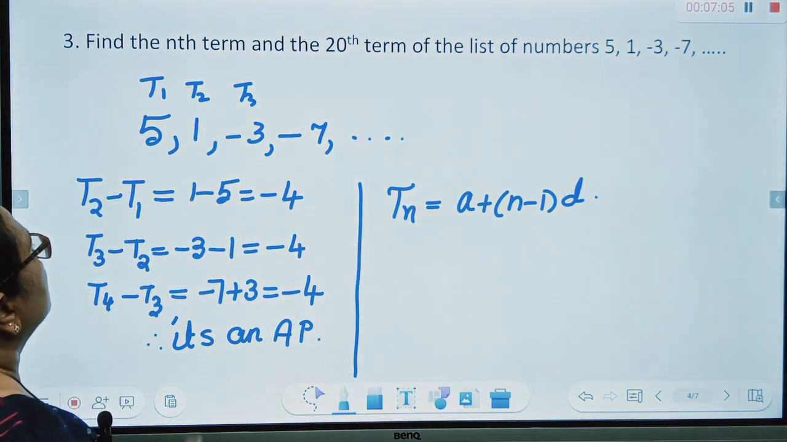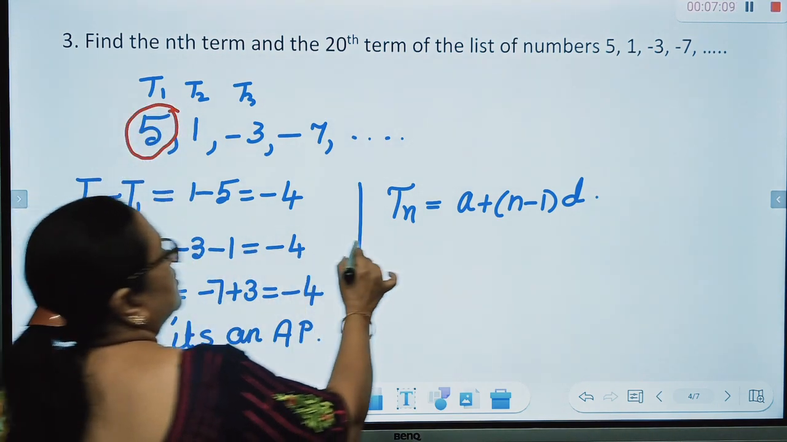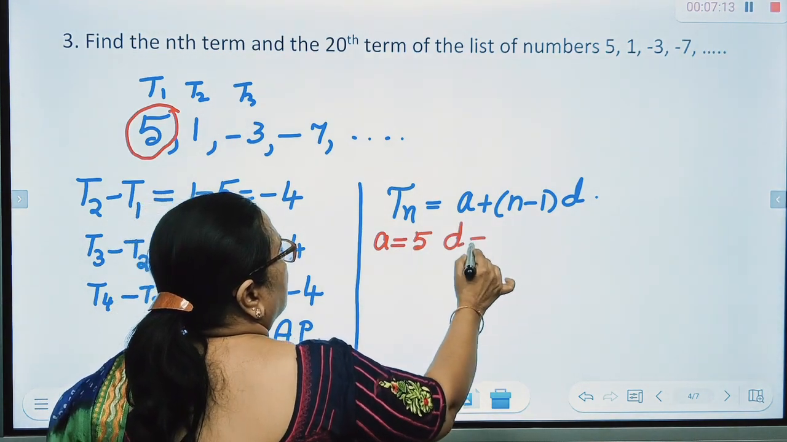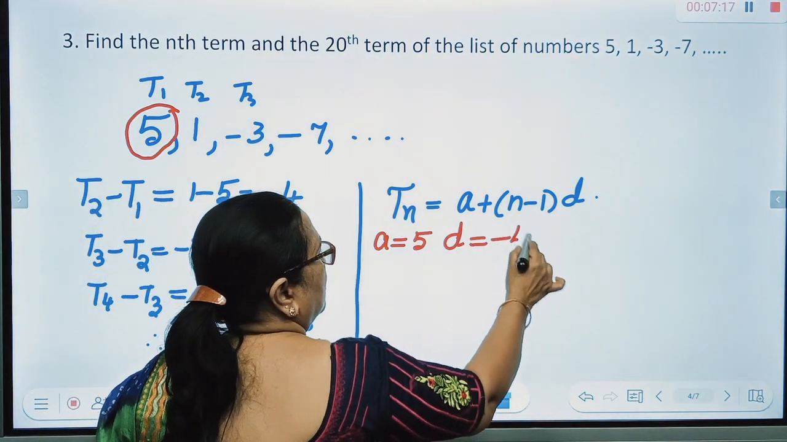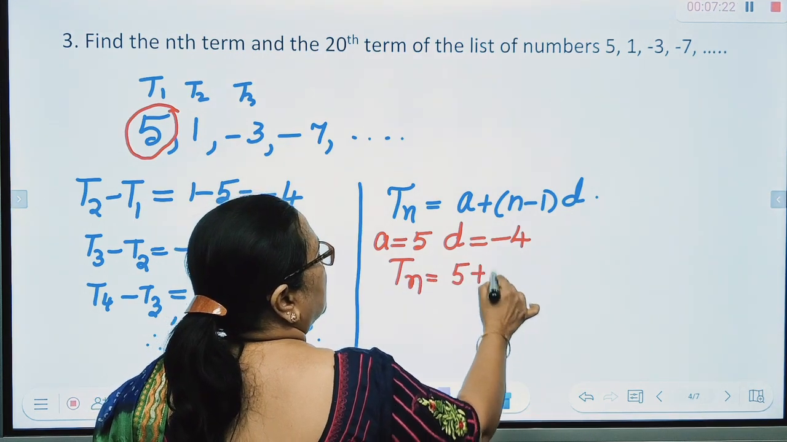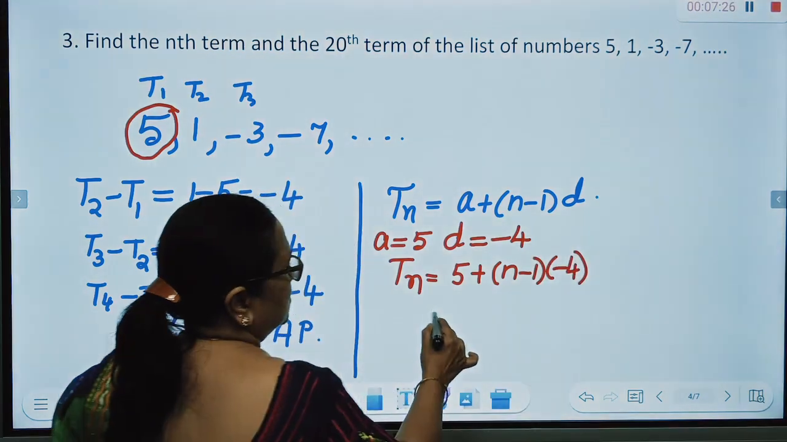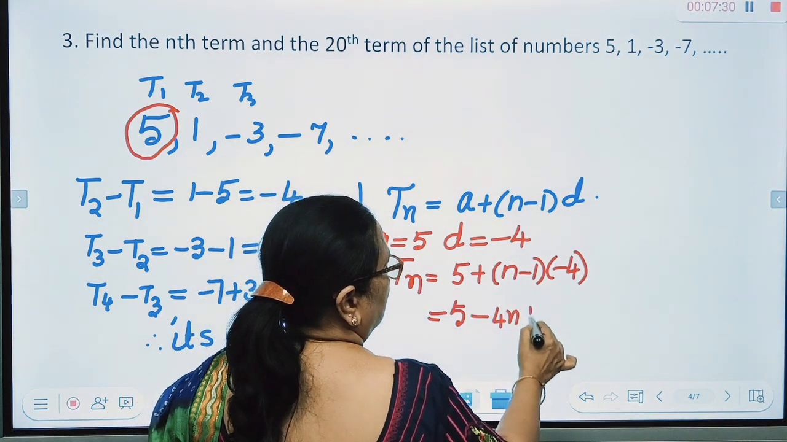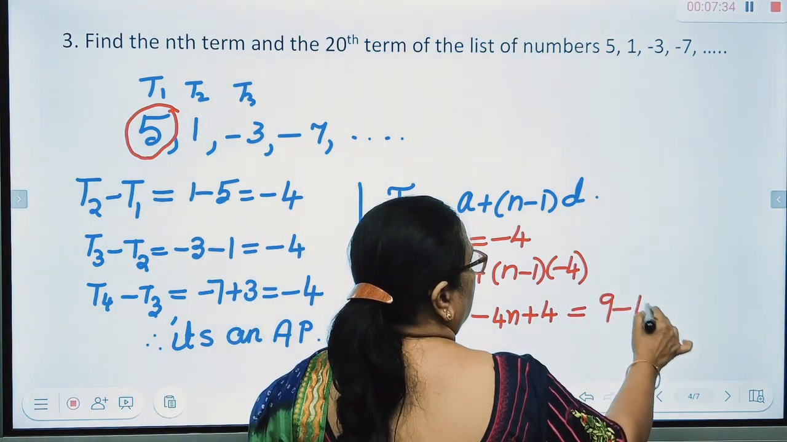Now A is what? The first term. So this is your A. So A equal to 5. What is D? The common difference which you have found, which is minus 4. So nth term will be 5 plus (n minus 1) into minus 4. This is 5 minus 4n plus 4, which is 9 minus 4n.